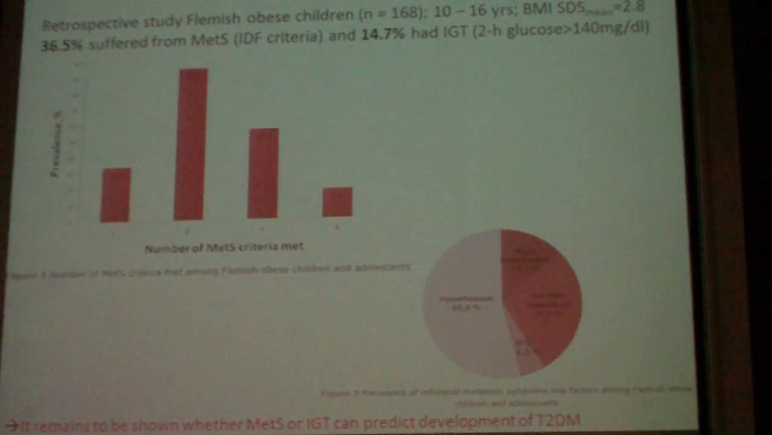I also saw that 14.7% of these children had an elevated 2-hour glucose. After the glucose tolerance test, we saw that the 2-hour glucose was higher than 140, meaning that they had impaired glucose tolerance. So our question now, which remains to be shown, is whether the metabolic syndrome or impaired glucose tolerance has the highest risk to eventually develop into diabetes. So we can look at the metabolic syndrome or at impaired glucose tolerance or at both.